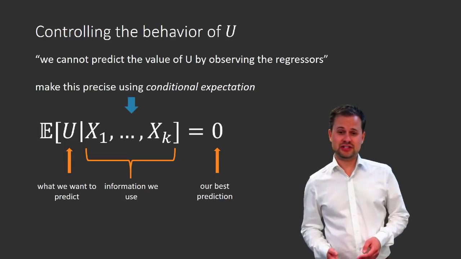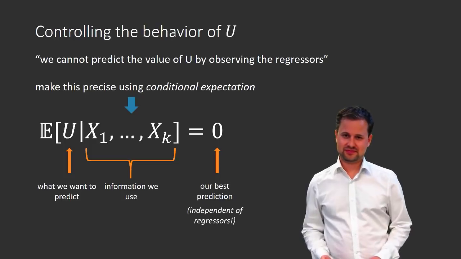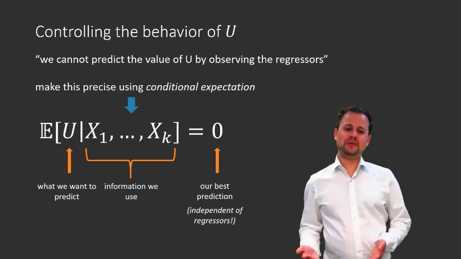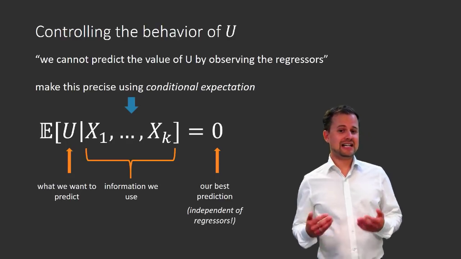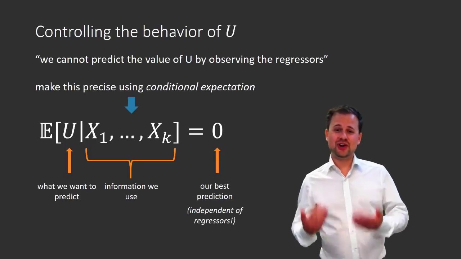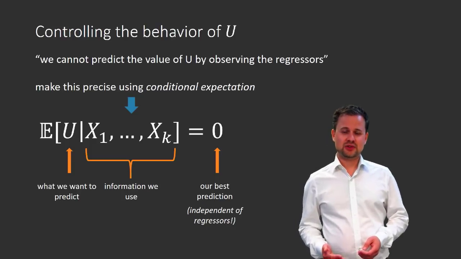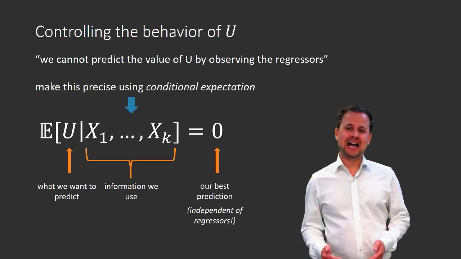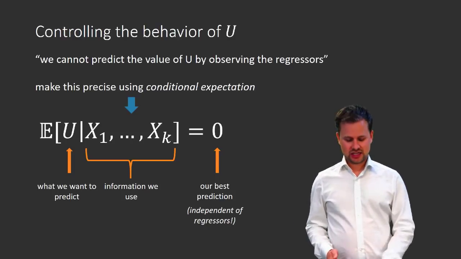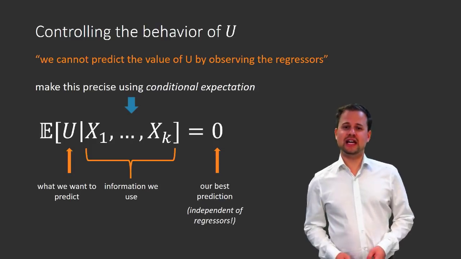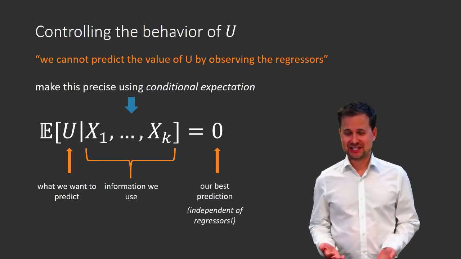Now what's so special about the 0? Well, the 0 does not depend on the regressors. So what we're saying here is that if you want to predict u given the x's, then actually you will ignore the x's. You will not care about the information that the x's reveal. So the x's, the regressors, are not helpful in making a prediction about u. And this is actually exactly what we wanted to say in the beginning. This kind of assumption is called an exogeneity assumption.